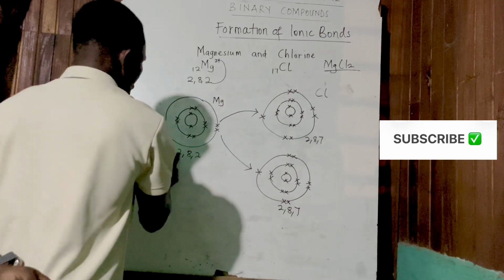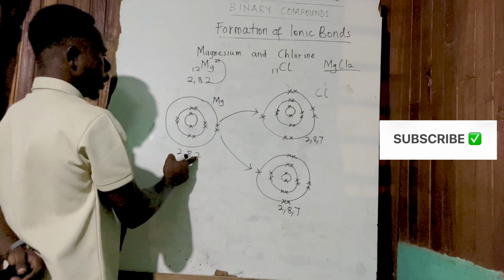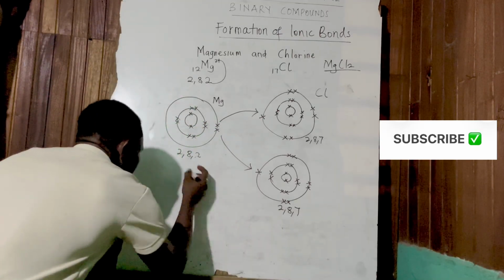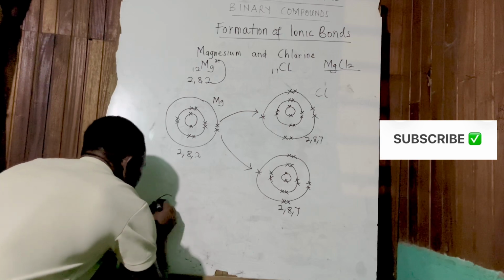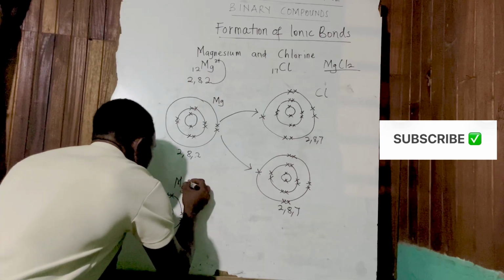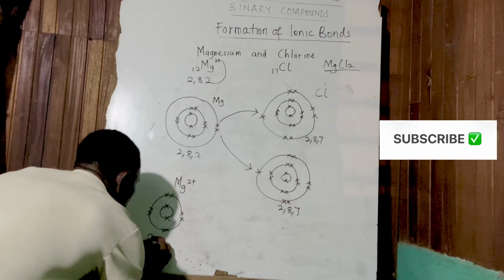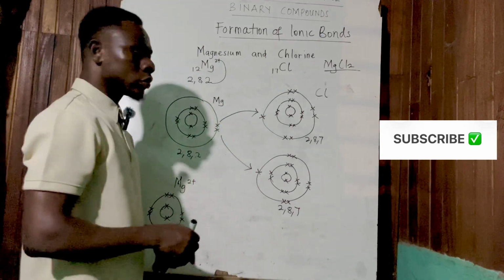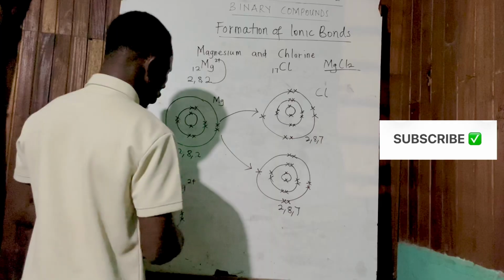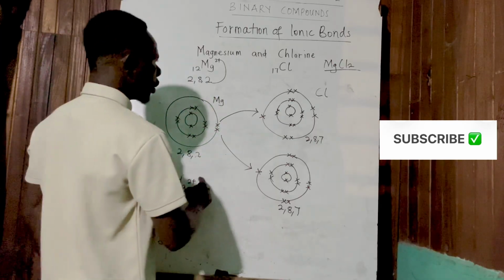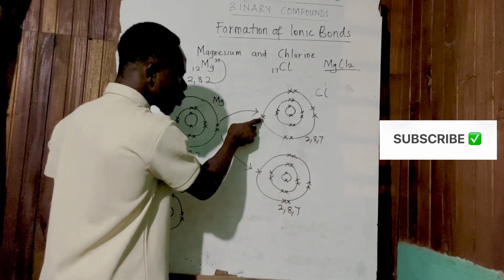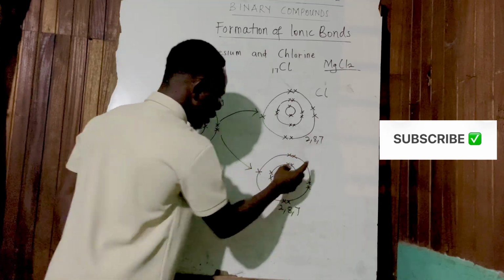So we are going to get now this magnesium here donated how many? 2. Are you getting it? Magnesium donated 2. So we are going to get 2, 8 now. Mg2 plus. So we are going to get 2, 8. Are you getting it? Okay, so let's continue. Now, don't forget, the 2 here is going to be donated to chlorine. You can actually split it, give this one 1 so that it will be stable to get 2, 8, 8. Then you also give this one 1.